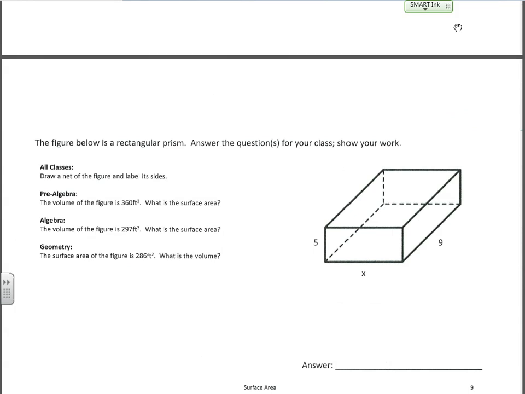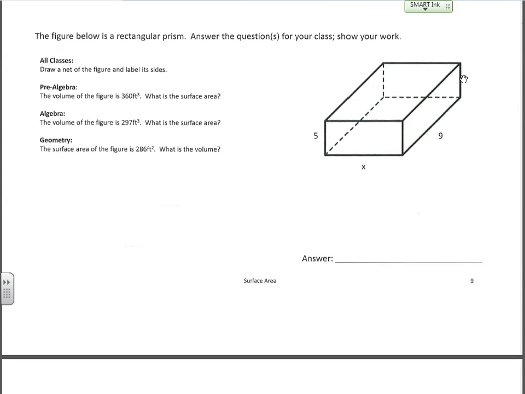Next up, we talked about this one in algebra as well. Your question takes a little bit of a different twist. It says the surface area of the figure is 286 square feet. So in algebra, I gave you the volume. Now I'm giving you the surface area. You still need to solve for that missing side. So let's take a look at this here. We drew our net out in algebra. I'm going to draw it again here.